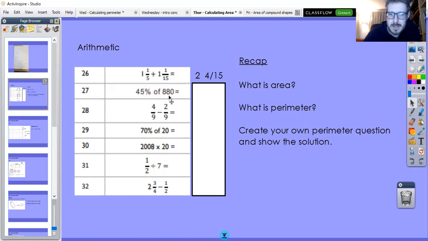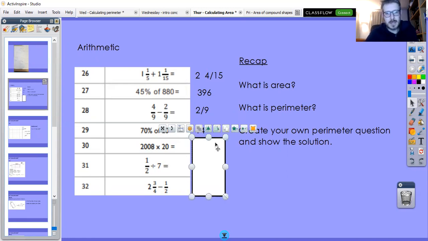45% of 880: divide 880 by 100, multiply by 45, 396. Or you could have done it different ways, like find 10%, then find 5% and add it all up. 4/9 take away 2/9 is 2/9. 70% of 20: divide it by 100, multiply by 70, or divide it by 10 to find 10%, then multiply by 7. Either way, you'll get 14.